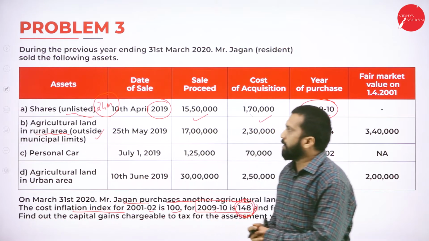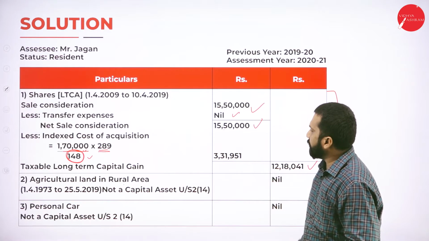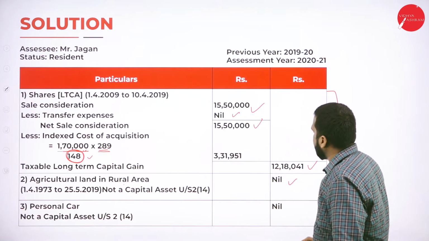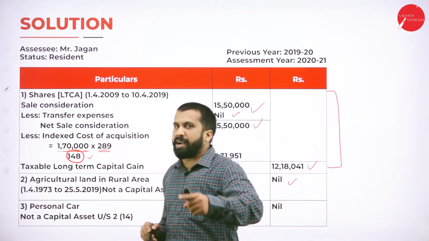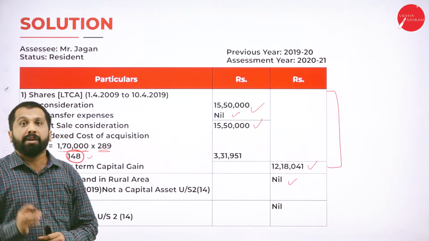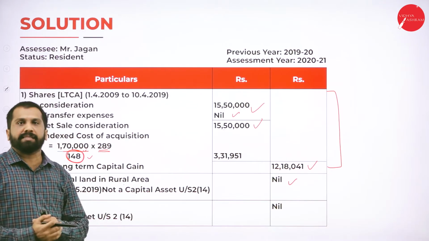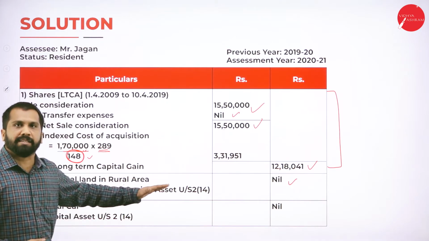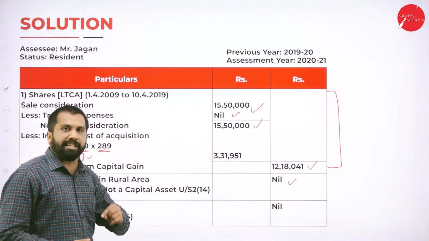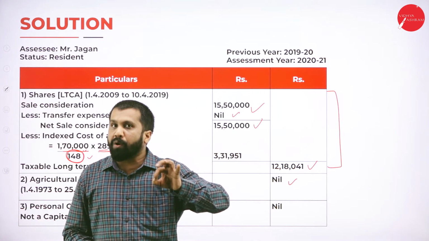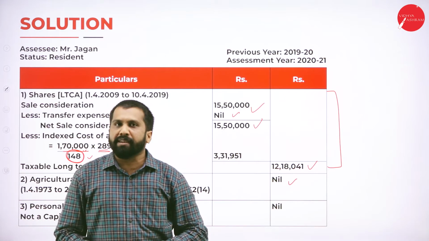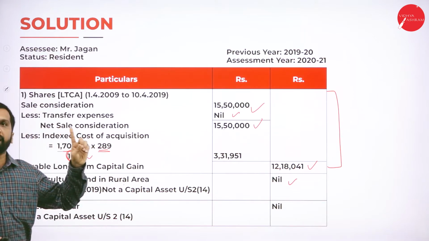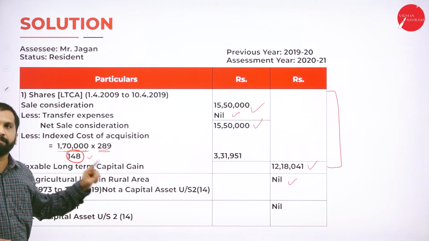Agricultural land in rural area, so it is always nil. Why is it nil? Again, go back to your session 1. In that I have mentioned which are not capital assets. Any agricultural land in a rural area is not a capital asset. Hope you are clear. Go back to session 1, where I have clearly mentioned what are not capital assets. Now we see why I explained that theory: it helps you while doing this problem.